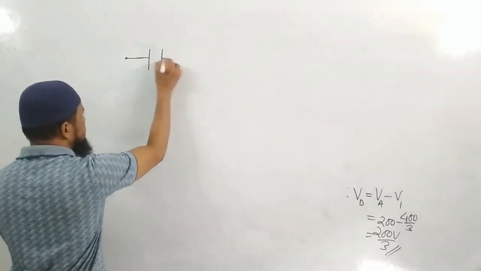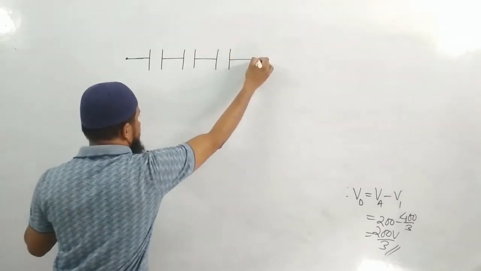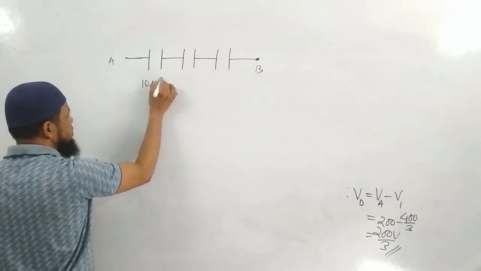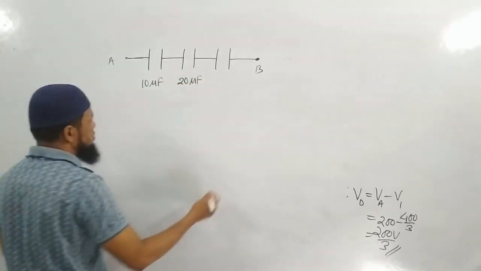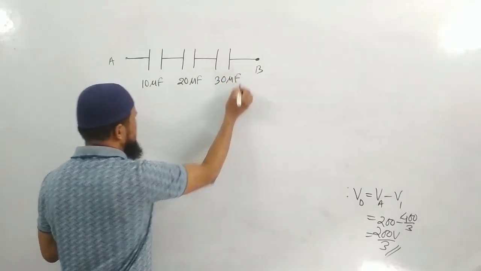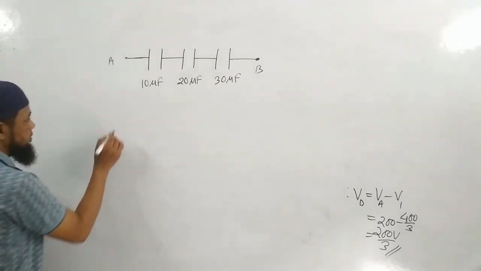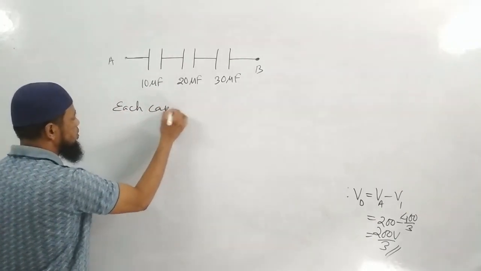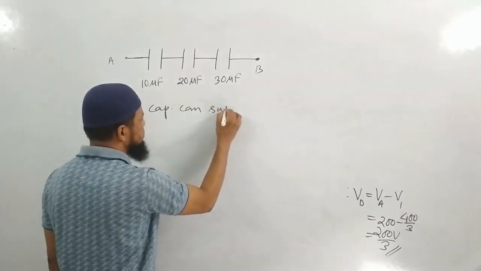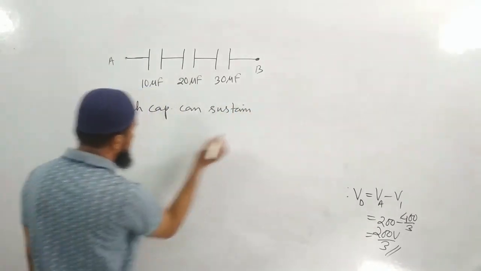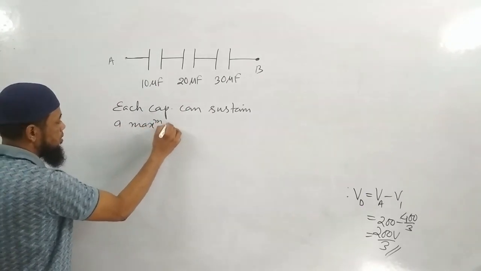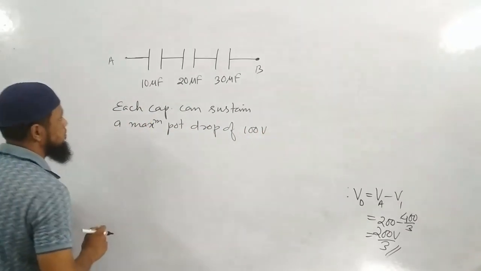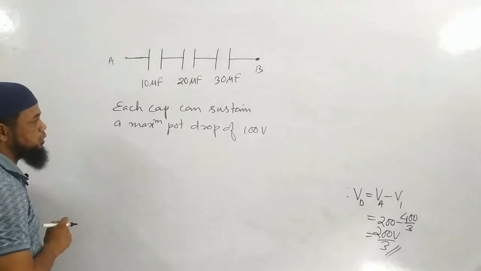Let me connect 3 capacitors. This point is A, this point is B. This is 10 microfarad, this is 20 microfarad, and suppose this is 30 microfarad. The question is something like this. Each capacitor can sustain a maximum potential drop of 100 volt.